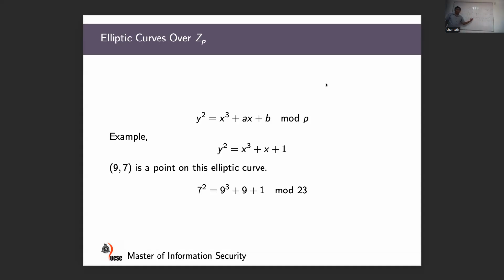What is 9 into 9? 81. What is 81 mod 23? 3 times 23 is 69. So the remainder is 12. Right? So this is 12 into 9 mod 23. 9 plus 1 is 10. 10 mod 23 is 10. But we do have to do all the calculation mod 23. Right? Okay. 12 into 9 is 108. Right? What is 108 mod 23?